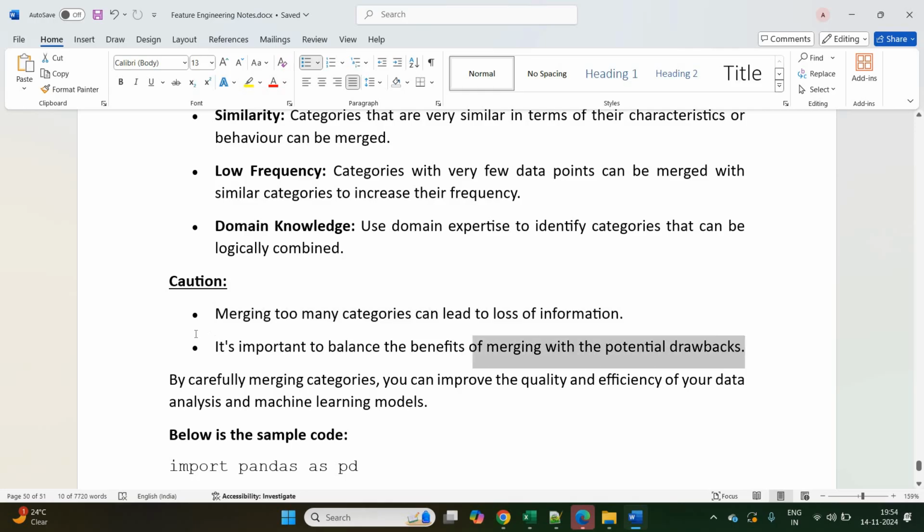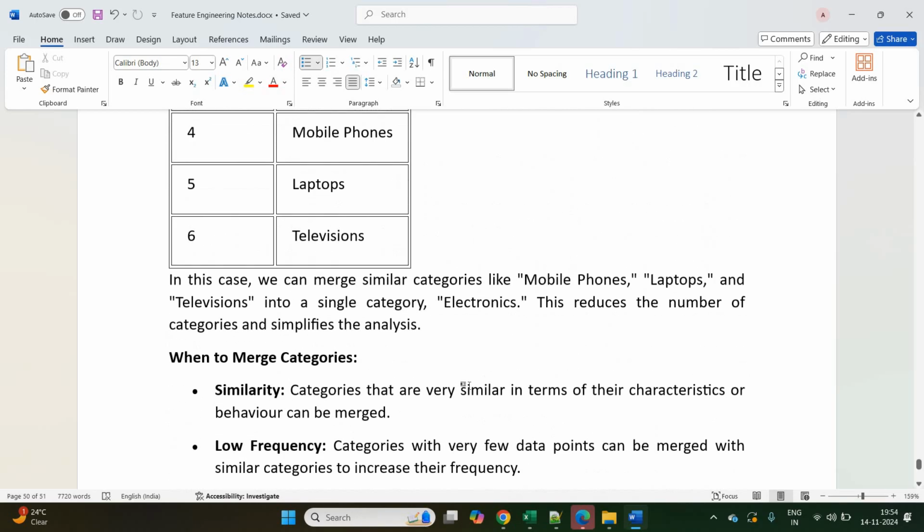And the second one is kind of preaching. It's important to balance the benefit of merging with the potential drawbacks, right? By carefully merging categories, you can improve the quality and efficiency of your data analysis and machine learning models. So in the next video, we are going to see a sample code.